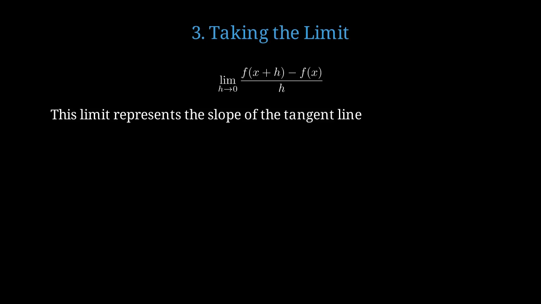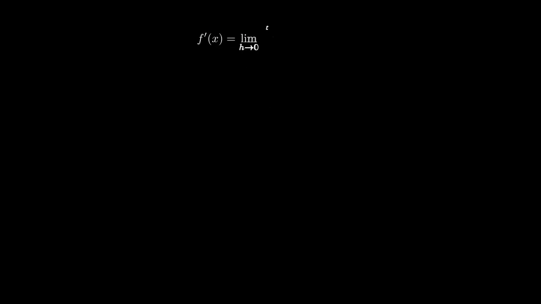We formalize this process using the concept of a limit. The limit as h approaches 0 of the difference quotient gives us the instantaneous rate of change. This limit, if it exists, represents the slope of the tangent line at the point x. We call this f prime of x. This is the formal definition of the derivative.